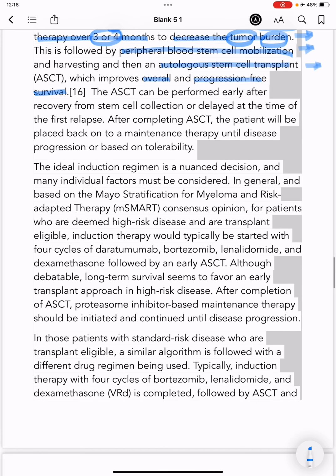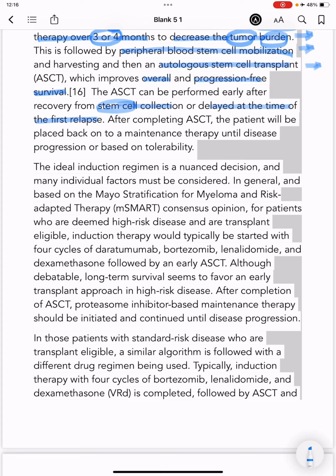The autologous stem cell transplant can be performed early after recovery from stem cell collection, or delayed until the time of first relapse. So when can this transplantation be done? Immediately after recovery from stem cell collection, or it can also be delayed. We can collect the stem cells and delay the transplant until the first relapse.